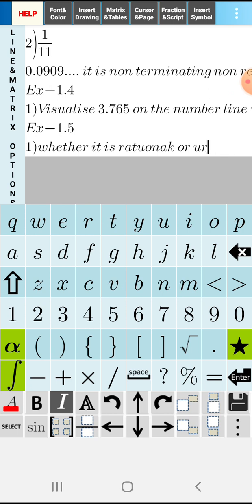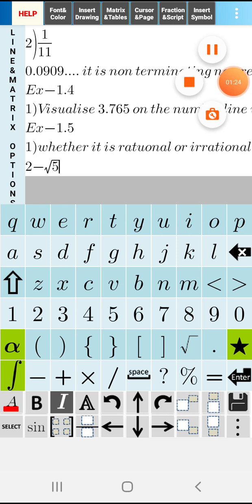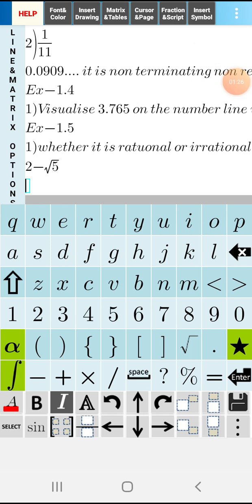So one minute, it is irrational. What is it you have to say? So the first problem, the question is 2 minus root 5. We have to find whether this is a rational or irrational number.